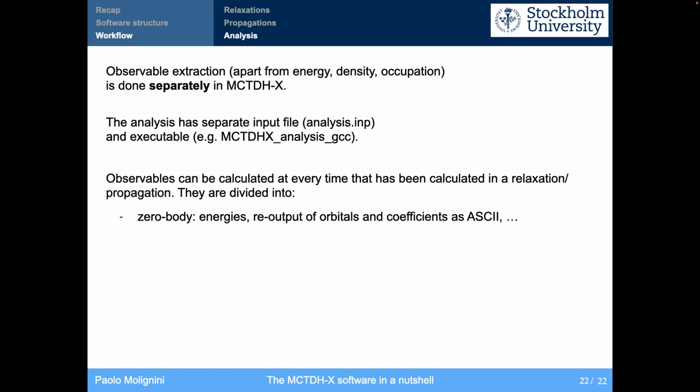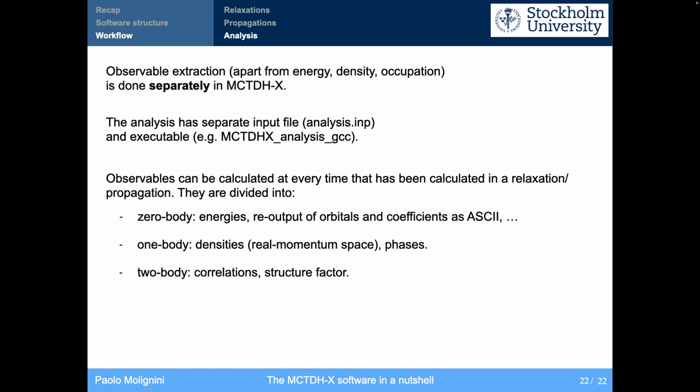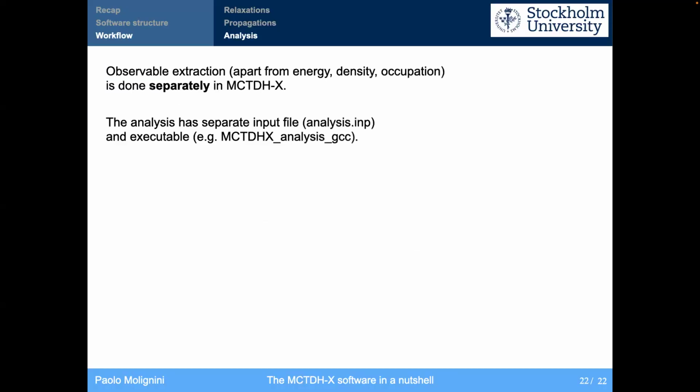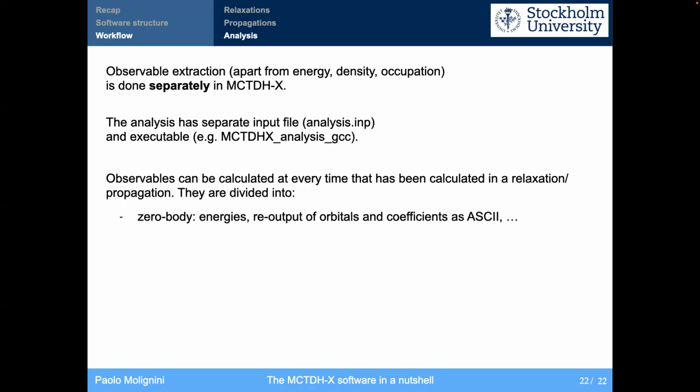The observables that you can calculate are divided into zero body. This is energies, where you can re-output the orbitals and coefficients. The one body is our density in real and momentum space. Two body or correlation, structure factor, and so on. And then many bodies, anything that involves the entire set of states, like fidelities, single shots, entropies, and so on. And you can compute this, and like you said, you can compute this at time steps that are larger, because... Yes, that you can do, yes.